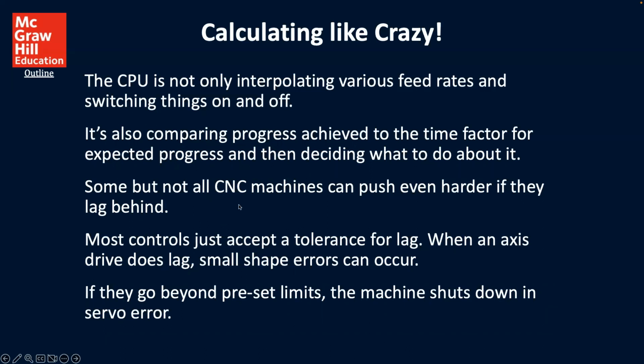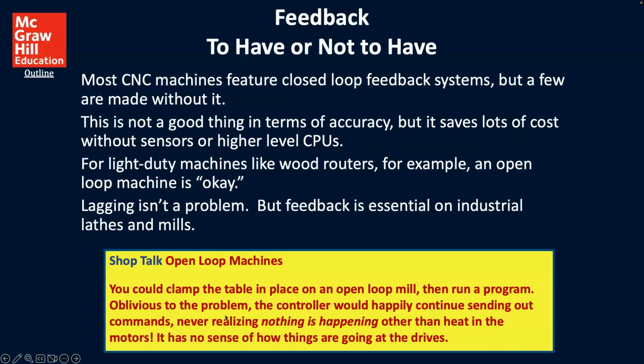Some, but not all, CNC machines can push even harder if they lag behind. Most controls just accept a tolerance for lag. When an axis drive goes lagging, small shape errors can occur. If they go behind preset limits, the machine shuts down and shows a servo error. So having feedback is a useful thing to have, or not to have. And so consider that point of view.